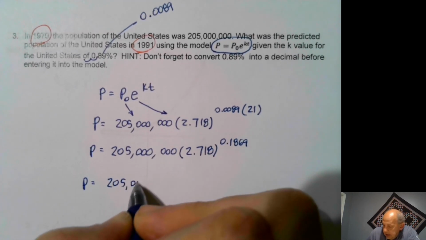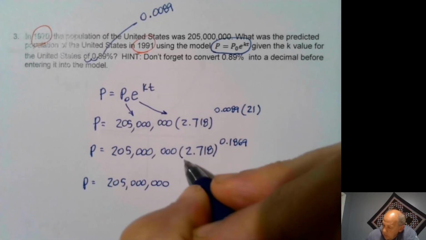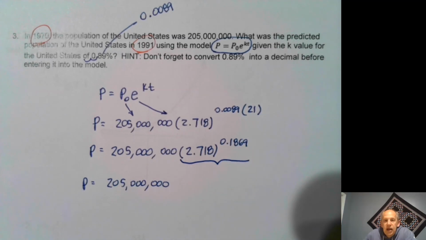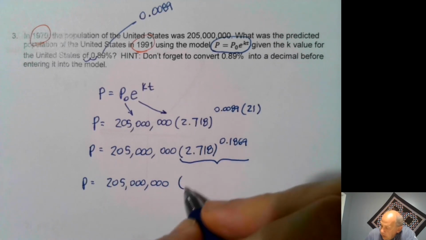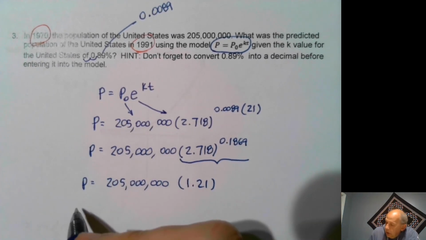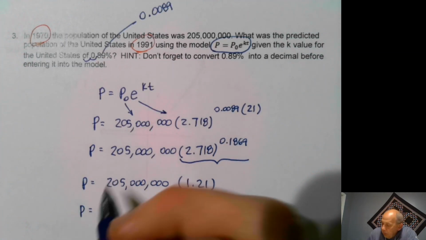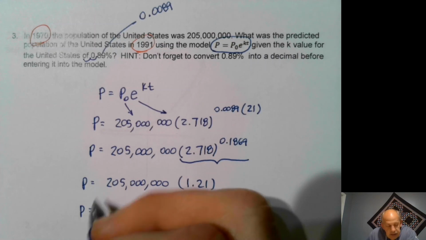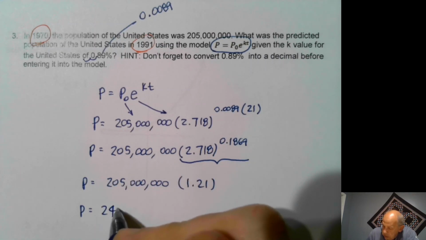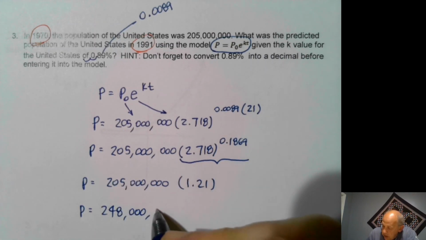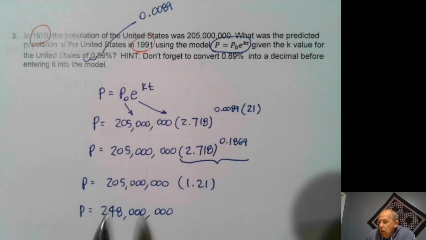A lot of copying again. This value in my calculator, 2.718 raised to the 0.1869 power, is 1.21. Population of the United States using this model in 1991 was 248 million people. Started at 205 million. In 21 years, the population grew to that predicted value using all of the variables.